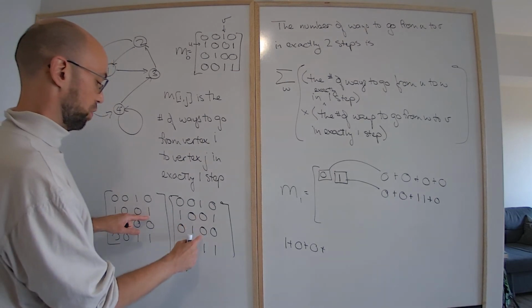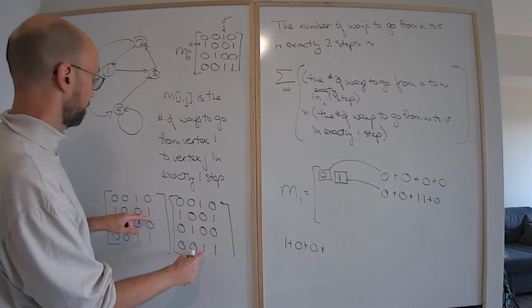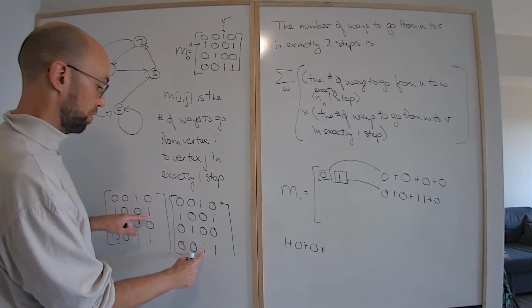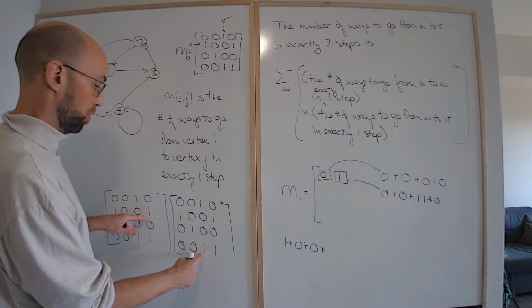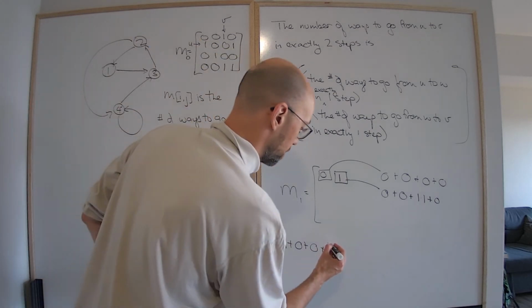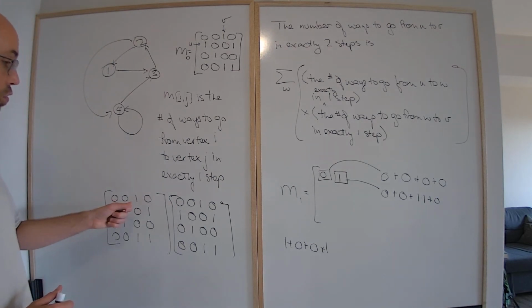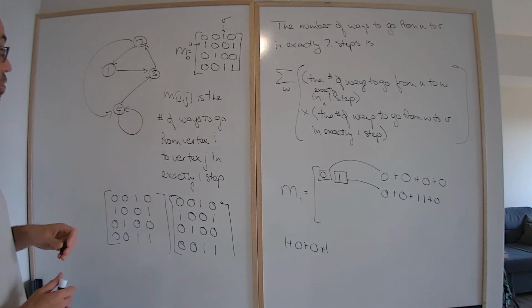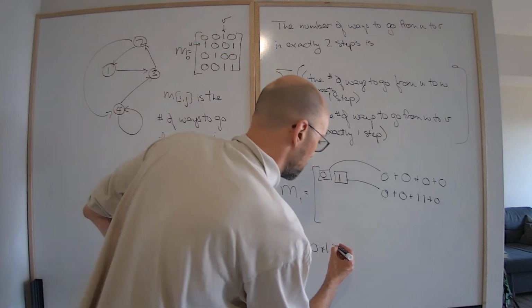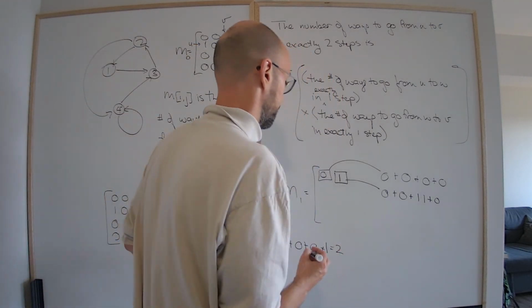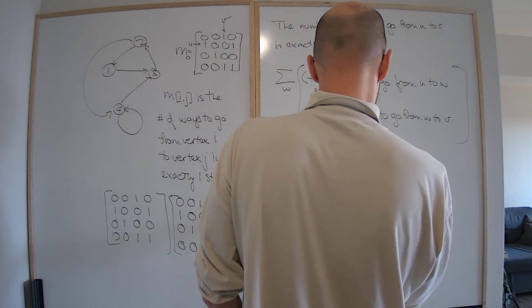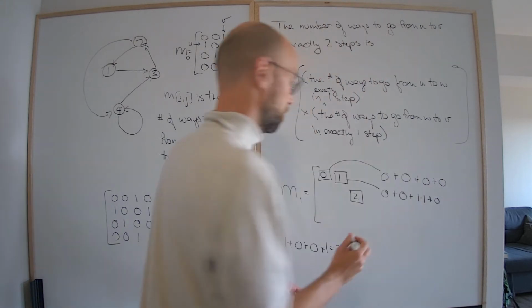Number of ways to go from 2 to 4, which is 1, times the number of ways to go from 4 to 3, which is 1. So the number of ways to go from 2 to 3 in exactly 2 steps, there are 2 of them. So from 2 to 3 is 2.